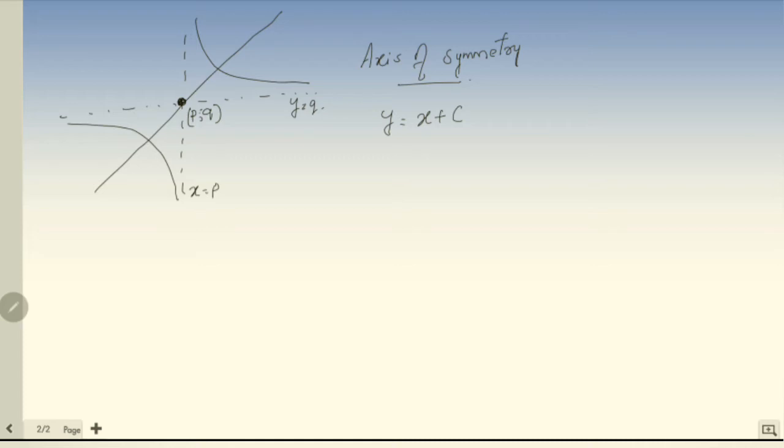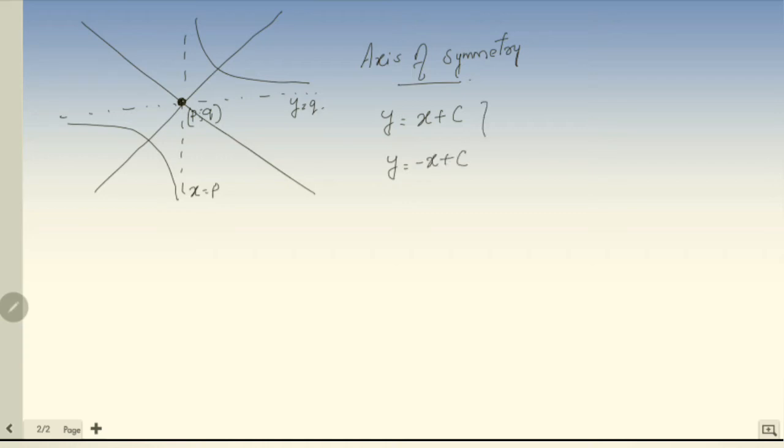Then I said two of them are there. The other one is like this. This is the one. It's also dividing the graph into equal parts. You can see that. And the equation of this line, this line is decreasing, with a negative gradient: y is equal to minus x plus c. This is the equation.